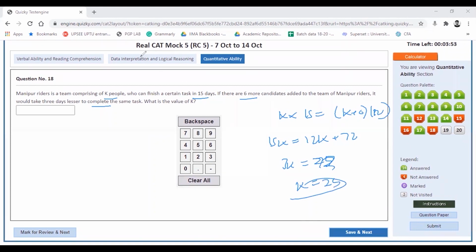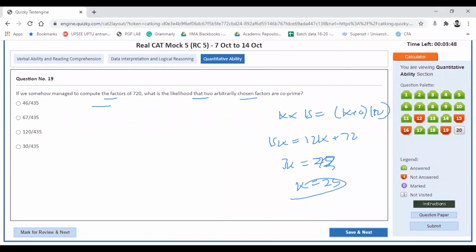So let me plug the value as 24 in. If we somehow manage to compute the factors of 720, okay, so this is a factorization. I would rather do it at the end, although I have got just 4 minutes left.